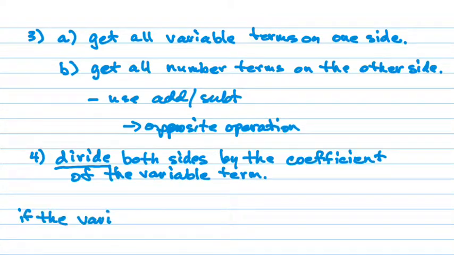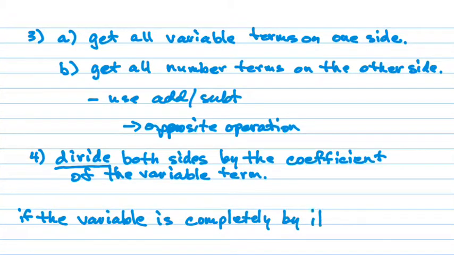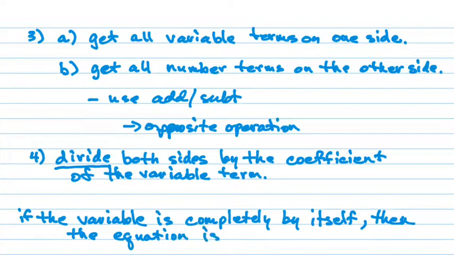If the variable, now did I say variable term here? Variable, just the variable, is completely by itself, and it better be, otherwise you've done something wrong, then the equation is solved. You're done. Okay?